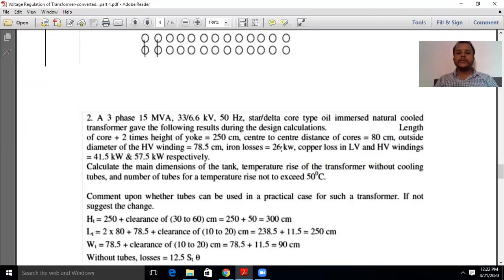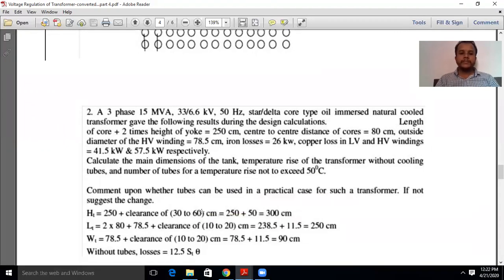Iron loss is equal to 26 kilowatt. Copper loss in LV and HV winding is 41.5 kilowatt and 57.5 kilowatt respectively. Calculate the main dimensions of the tank, temperature rise of transformer without cooling tubes, and the number of tubes for a temperature rise not exceeding 50 degrees. So 3 points are asked. One is the main dimension of the tank, temperature rise of the transformer, and the number of tubes for temperature rise not exceeding 50 degrees. That is the NT is asked.